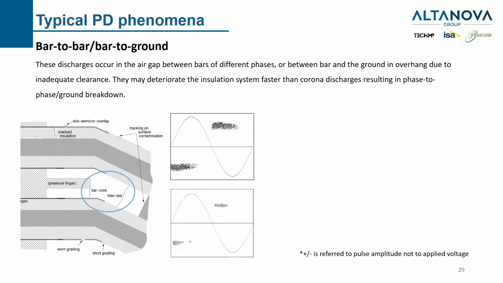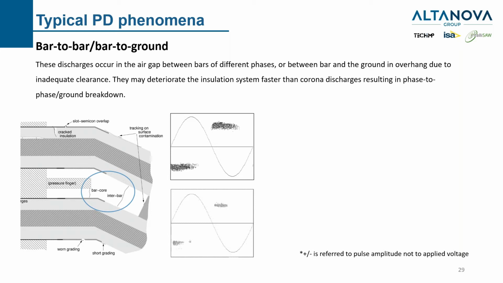One of the last phenomena is not exactly an insulation defect. We are talking about bar-to-bar and bar-to-ground discharges. They occur in the overhang of the generator between the bars and the pressure finger, or between the two bars. These PD occur in the air.